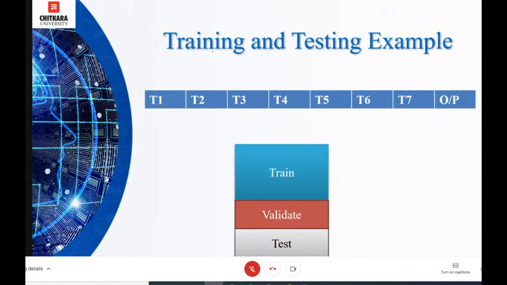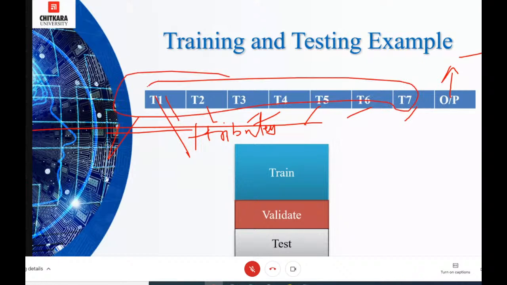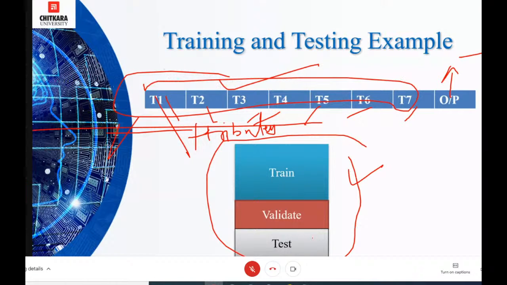So you can see, if you have different tests like T1, T2, T3, T4, T5, T6, T7, and based on that, this is the target sample. T1, T2, T3, T4, T5, T6 tests are also called attributes. Based on the attributes, suppose that we want to determine whether this particular patient, or this particular person, is cancerous or not. Okay, so you can model your task in train, validate, and test.